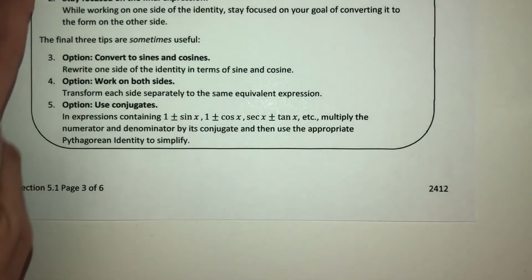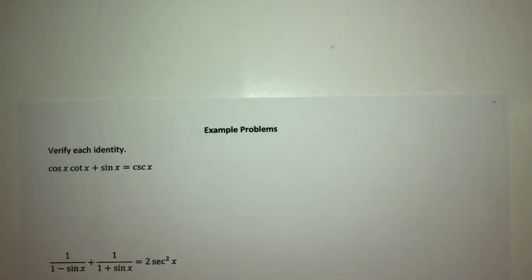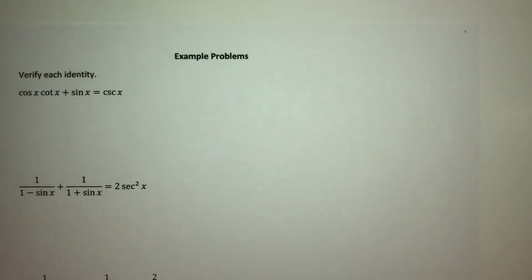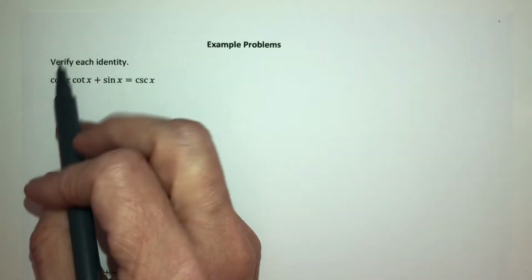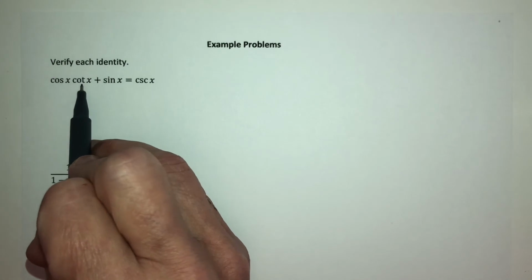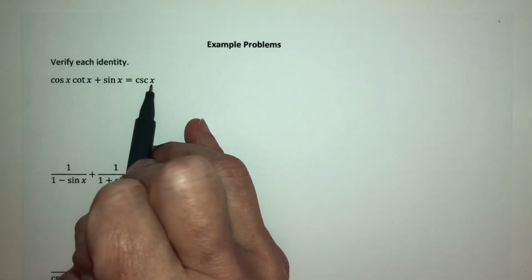So these usually help. These sometimes help. And let's work a problem. Verify each identity. So we're going to start with our more complicated side and try to transform it into our simpler side. So here we have cosine x times cotangent x plus sine x equals cosecant x.